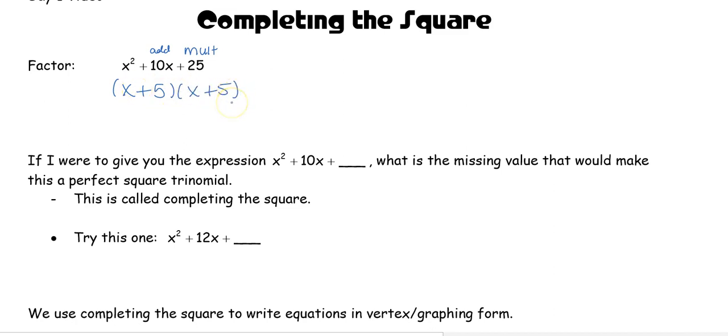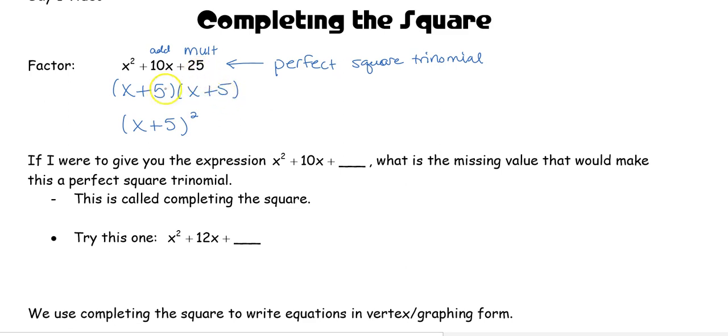Since those are the same binomials, binomial meaning there's two pieces, I can write this as x plus 5 quantity squared. Now this is a perfect square trinomial. Not this, but this. This is a perfect square trinomial. Now it's a perfect square trinomial because when I factor it, I get that same number twice.